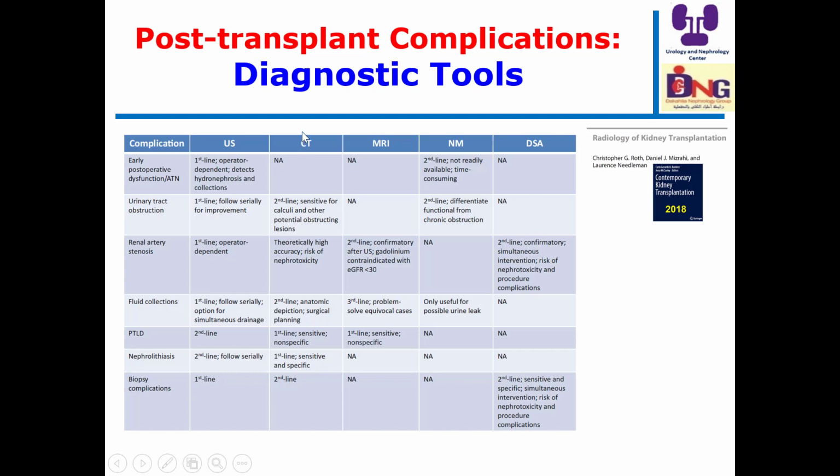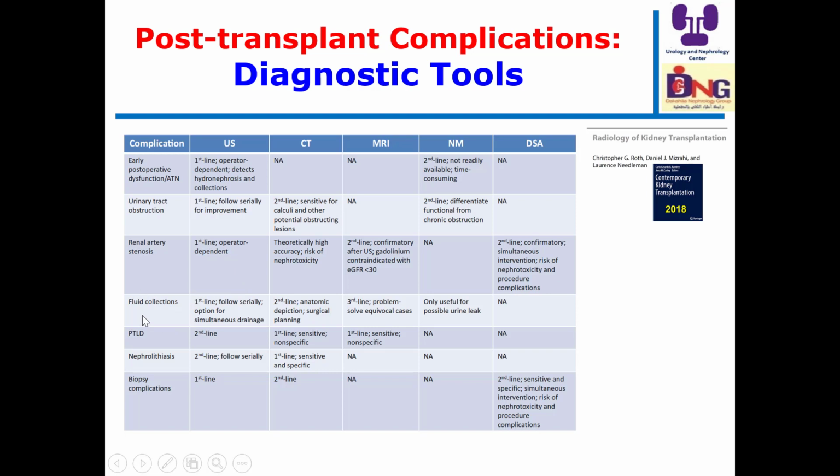And the second line is CT scan, if we are thinking of a cause like stone, because CT scan without contrast is the best. You can consider it the gold standard for diagnosis of stones. For renal artery stenosis, we should start with ultrasound. Then we can think of MRI or CT scan or digital subtraction angiography.